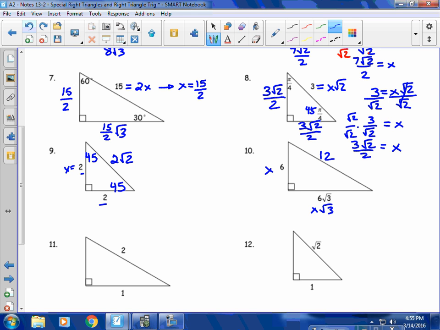Now fill in your angles. I see the radical 3, so I always go to that one first. What angles has to be there? The 30, the 30 goes with the radical 3. So this has to be 60.